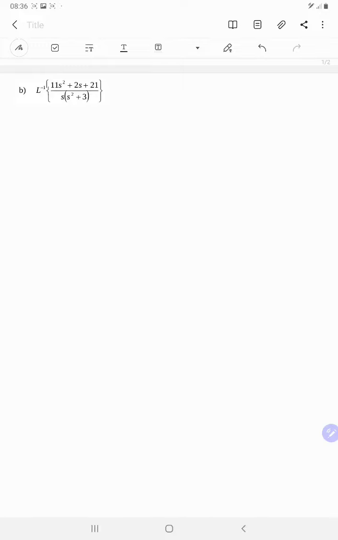Okay, now part B, Laplace inverse of (11s squared plus 2s plus 21) over (s squared plus 3). As usual, we must look at the denominator. There is s squared plus 3, so there is no such item from the table. If we expand also s to the power 3 plus 3s, there is also no such term from the table. That means, looking at the overall, this is a function divided by a function, so we can apply partial fraction.